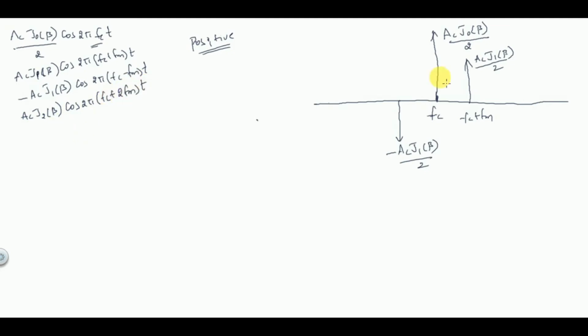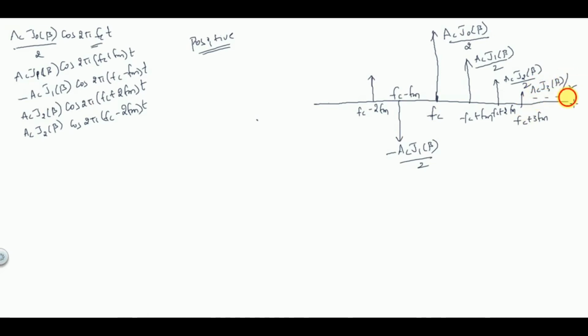Similarly, the fourth term is Ac J2 of beta into cos 2 pi (Fc plus 2Fm) into t, so we'll write Ac into J2 of beta divided by 2. And similarly, the next term is Ac into J2 of beta only, because J minus 2 of beta is equal to J2 of beta only. Cos 2 pi (Fc minus 2Fm) into t. So there will be an impulse function at Fc minus Fm, and this is at Fc minus 2Fm. Similarly, next is Fc plus 3Fm. This is Fc plus 2Fm, this is Fc plus 3Fm. Its amplitude is Ac J3 of beta divided by 2, and so on.